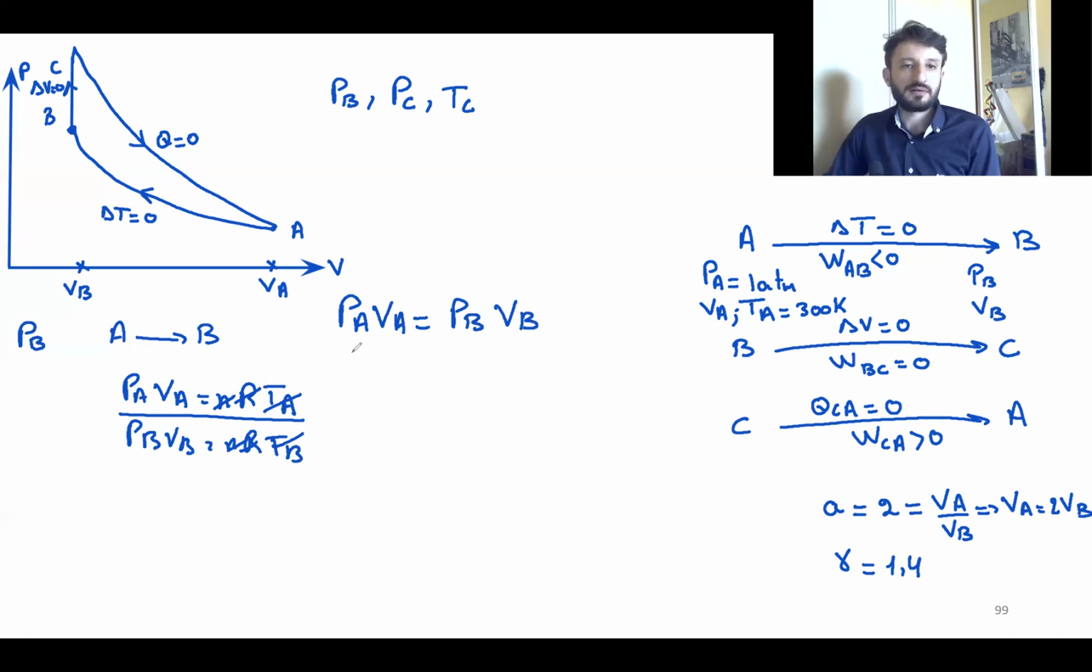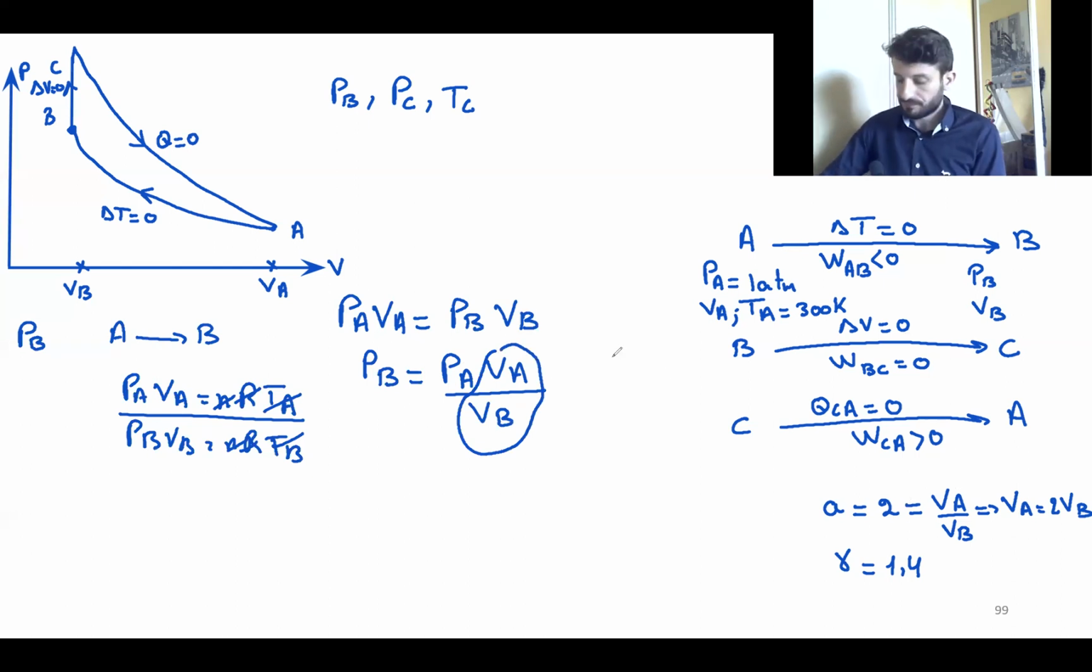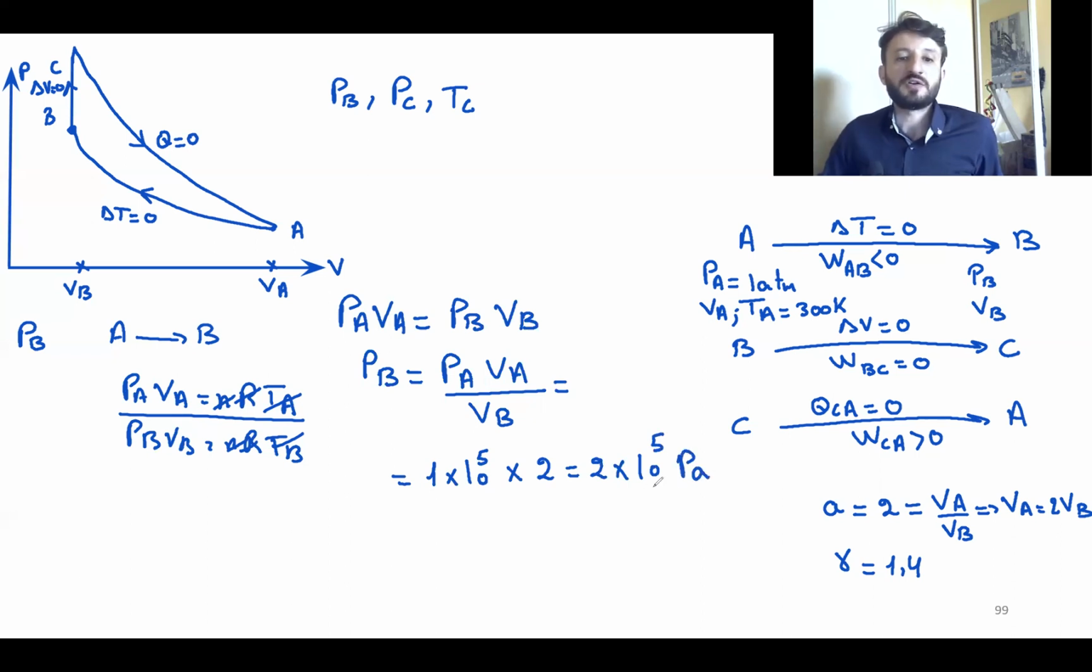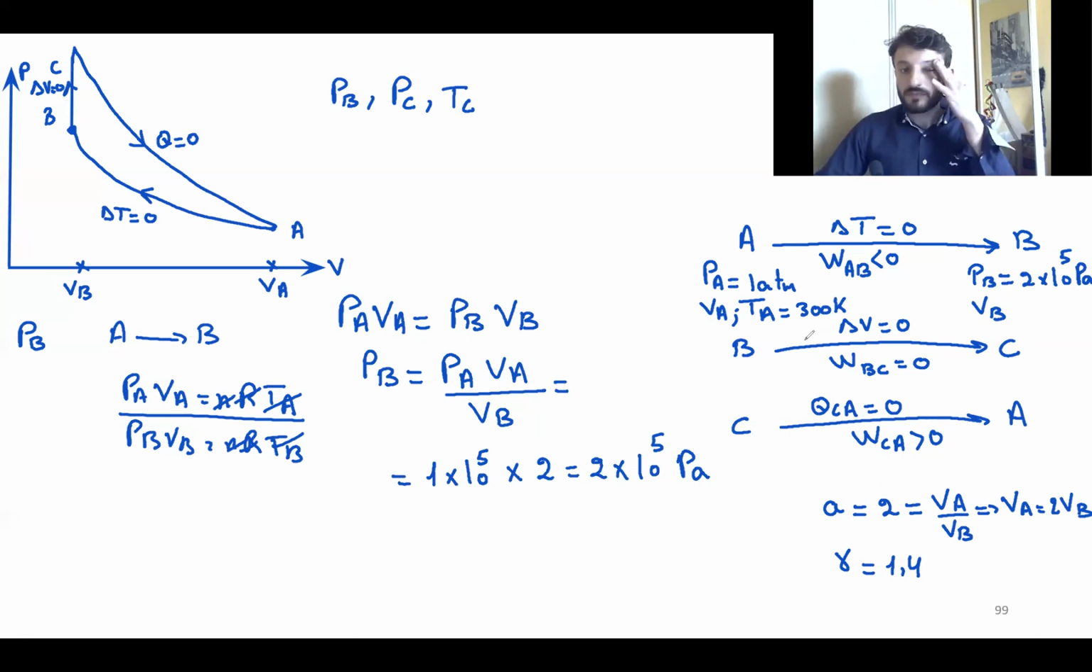Okay, I want to calculate PB. PB equals PA VA divided by VB. You know VA divided by VB equals 2, and PA equals 1, so here we have 1 atmosphere. You have to put it in Pascal, times 10 power 5 Pascal, times 2. So we get here 2 times 10 power 5 Pascal. This is the value of PB. We can put it here directly, where PB equals 2 times 10^5 Pascal.